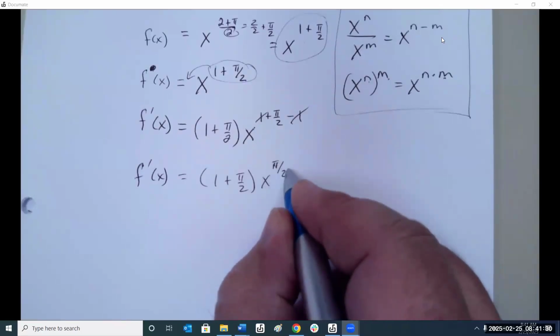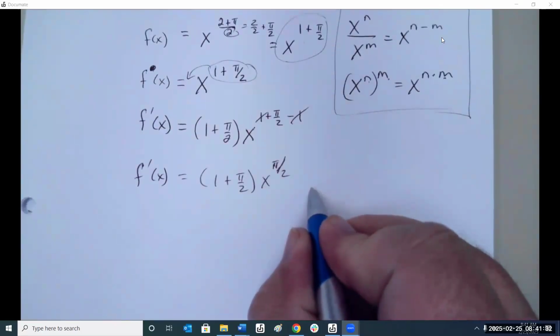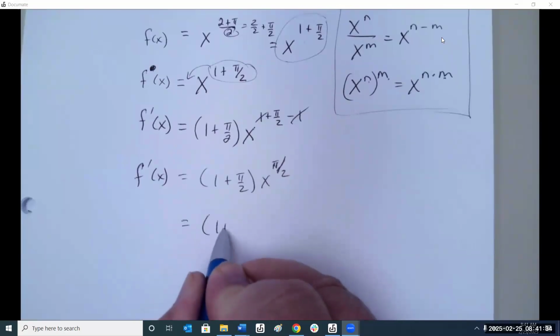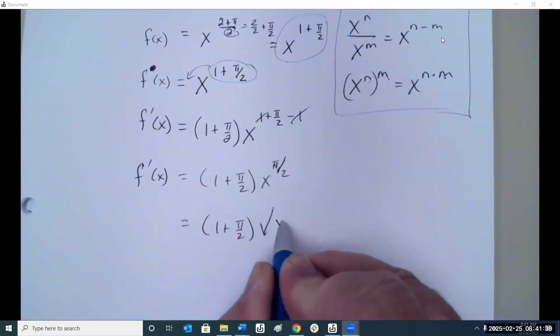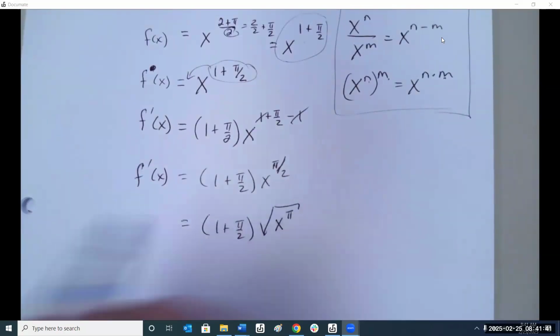Because this one is divided by 2, we could go one step further and say that it's a square root of x to the pi. I cannot stress enough how important it is to know your rules of algebra. The more of those you know, the faster you can regurgitate them, the easier calculus is going to be for you.